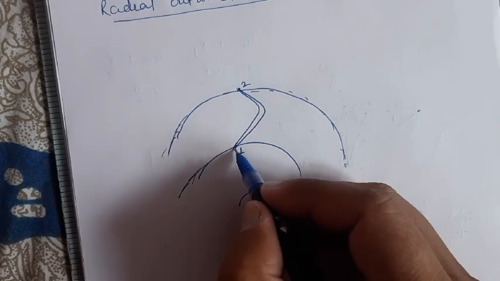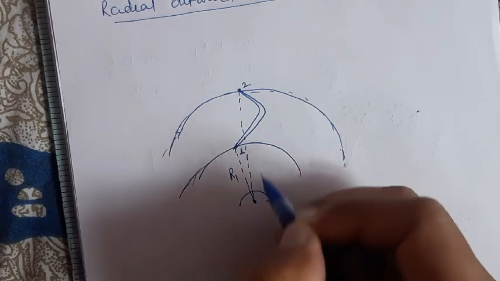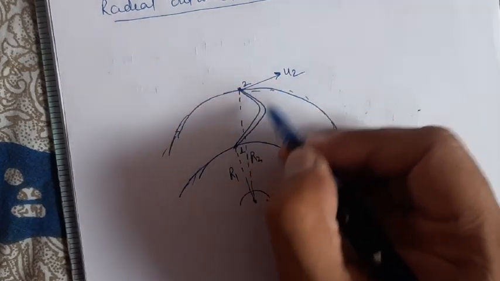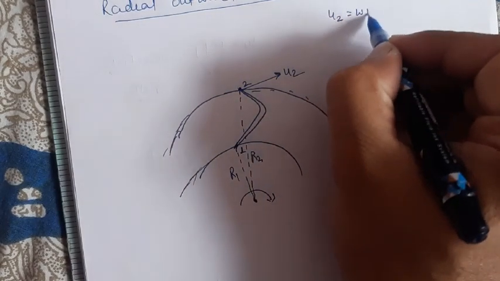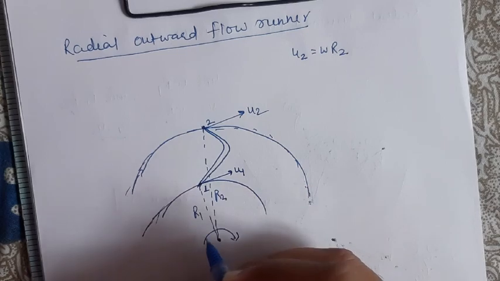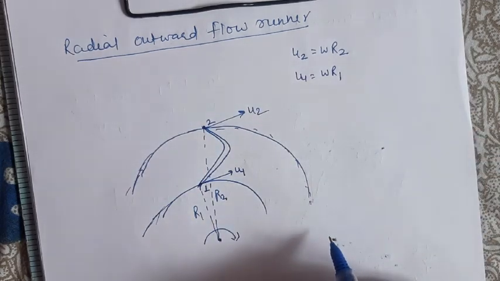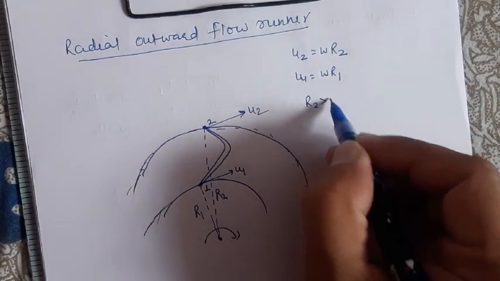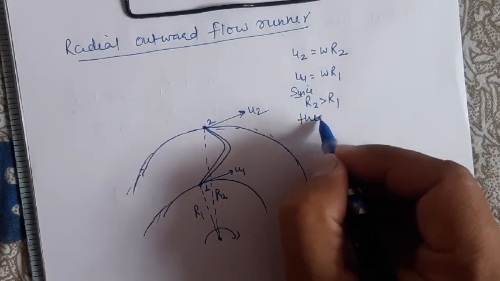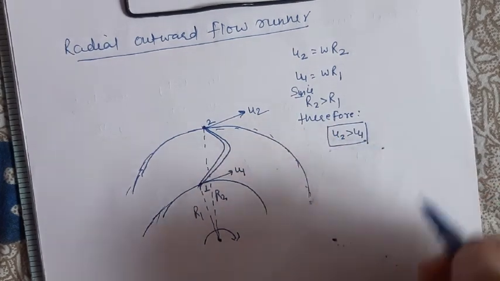In this case, this is radius R1. This is radius R2. So this will be U2, perpendicular to R2. U2 will be omega into R2. This will be U1, perpendicular to R1, omega into R1. So you can write that since R2 is greater than R1, therefore this U2 will be more than U1. The blade speed at exit would be more than blade speed at inlet.